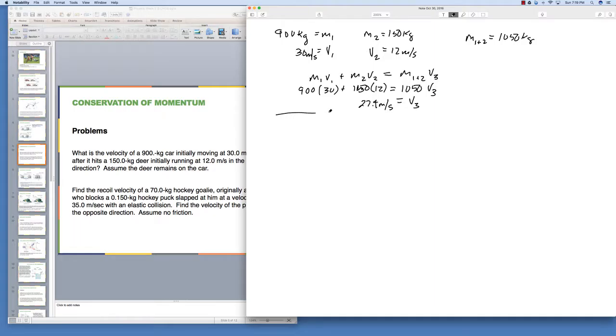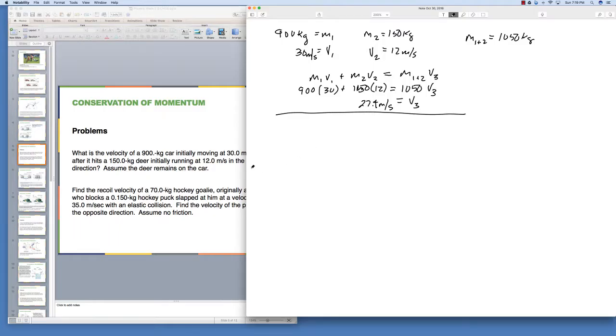Well, yes, it does, because if a faster moving object runs into a slower moving object, then the faster object is going to slow down. And since they stuck together, the slower object is going to speed up. Well, the deer speeds up and the car slows down. So the answer does make sense.